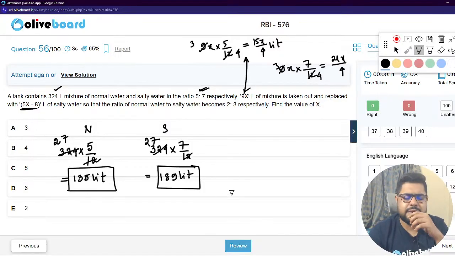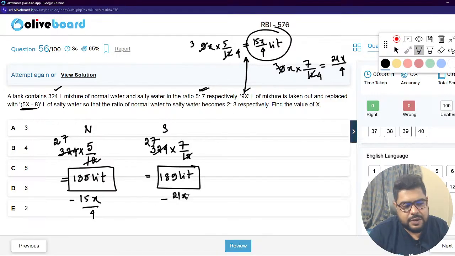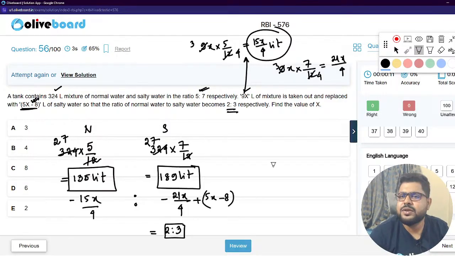So now, if you take out this much normal water, the normal water remaining will be this, and the salt water remaining will be this. But salt water we have put back in as well, so plus 5x minus 8. This ratio is now given to you as 2:3. So I just need to figure out the value of x. Just a little bit of calculation now.